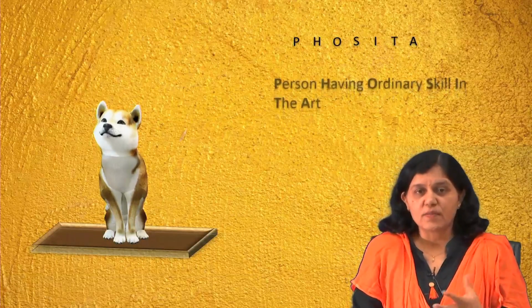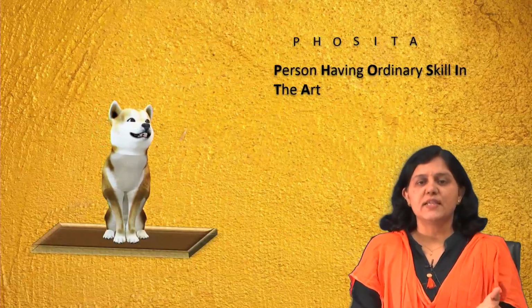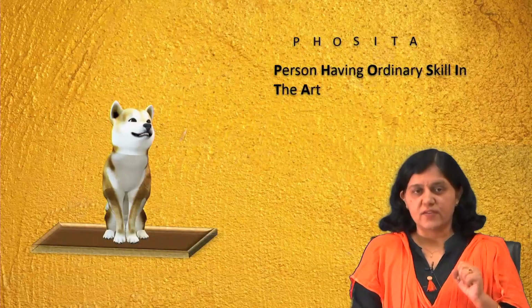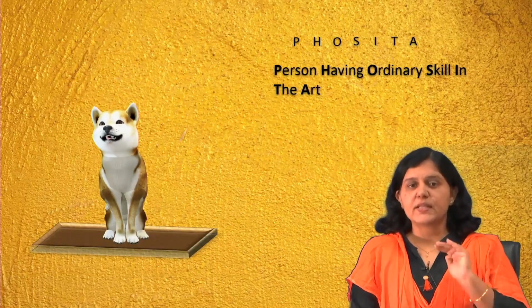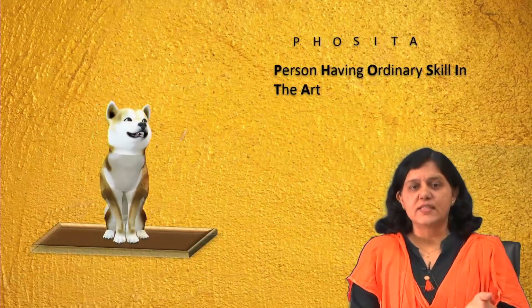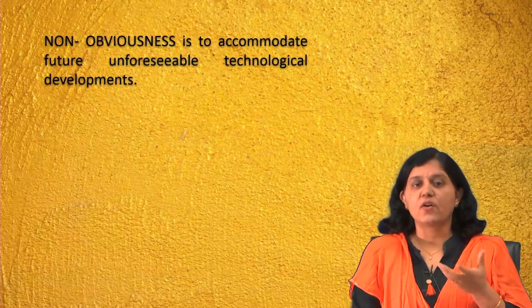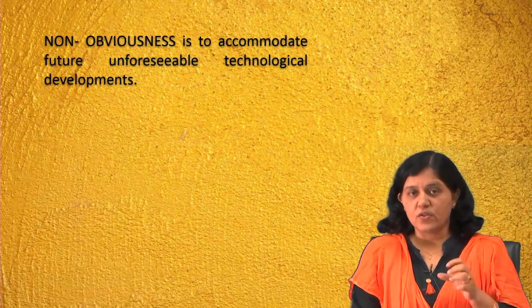So, we have met him in the first module, in the first week: Phosita, who has normal skill. What is a Phosita? It is a fictional person who has a normal skill and knowledge in a particular technical field. He or she is not a genius, but a person having ordinary skill. So, non-obviousness is to accommodate future unforeseen technological developments. We understood the meaning of non-obviousness.